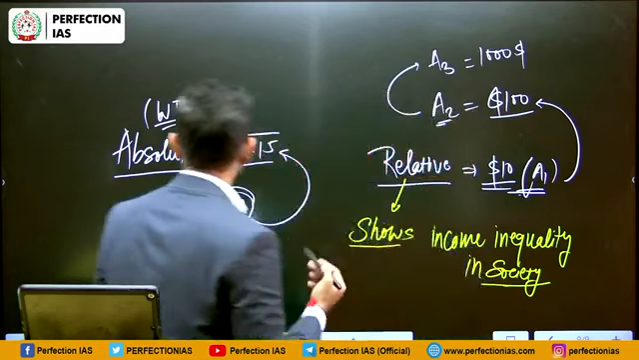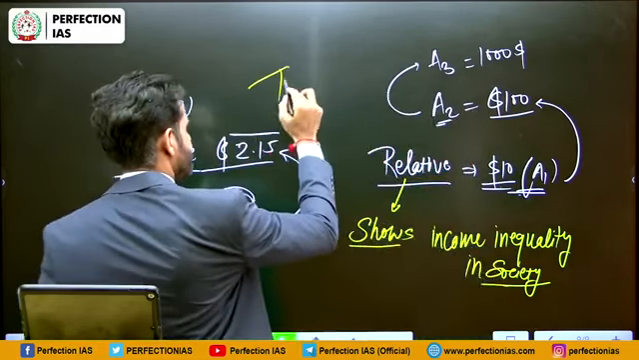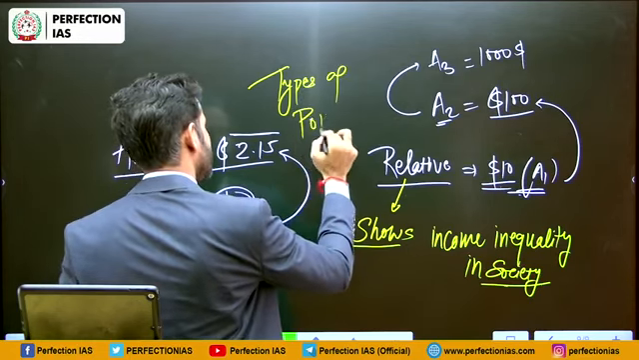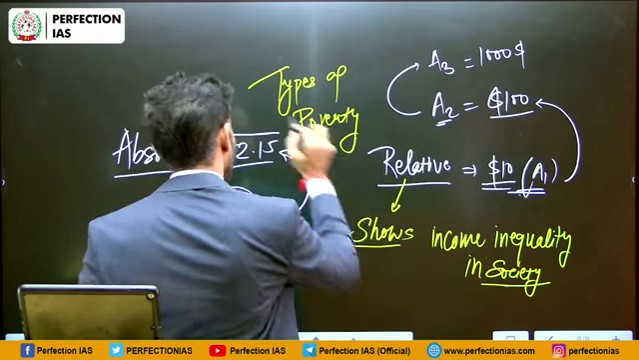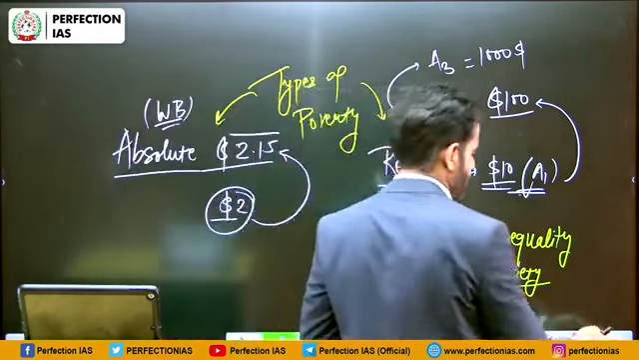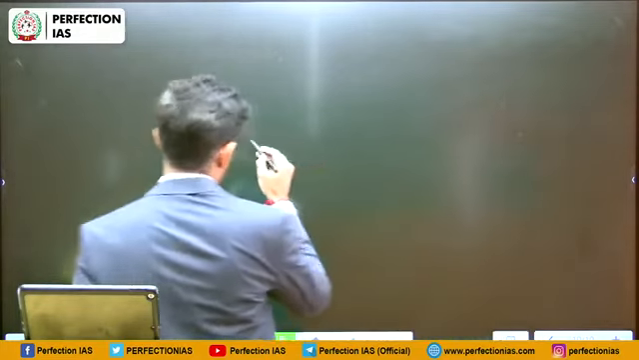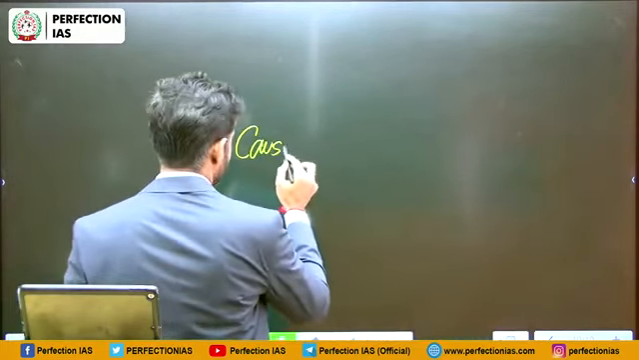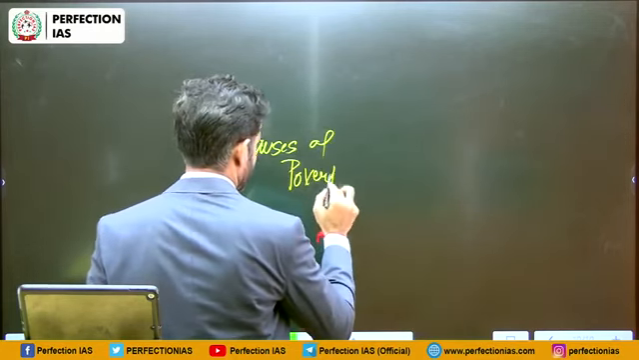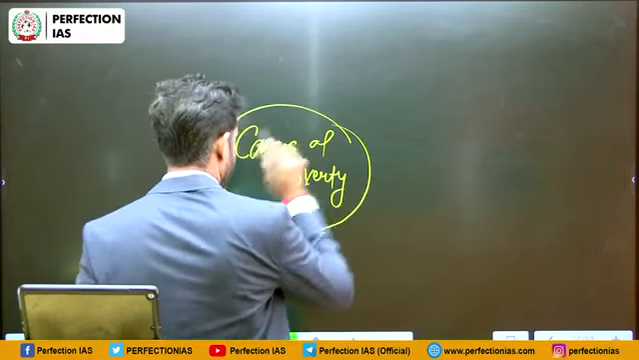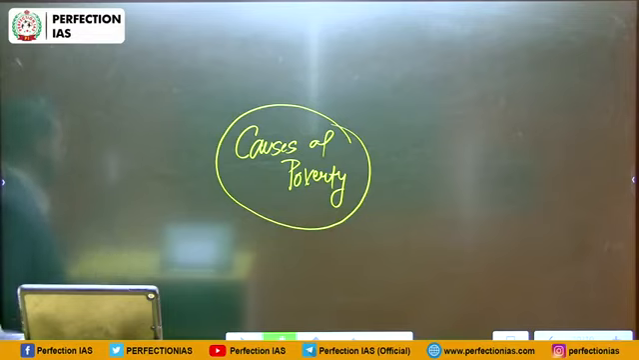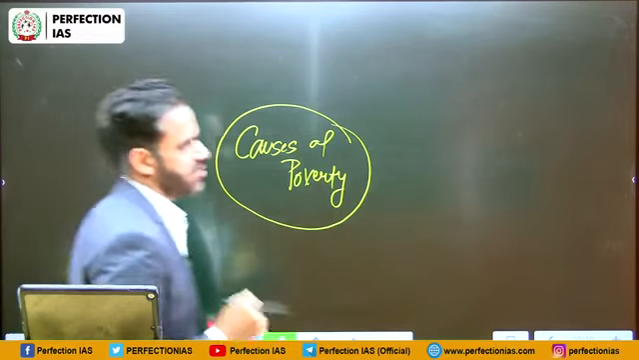Okay, so these were the types of poverty. One is relative, one is absolute. Now we are going to discuss the causes of poverty. One more thing, causes of poverty means what are the factors responsible for the poverty in our country.